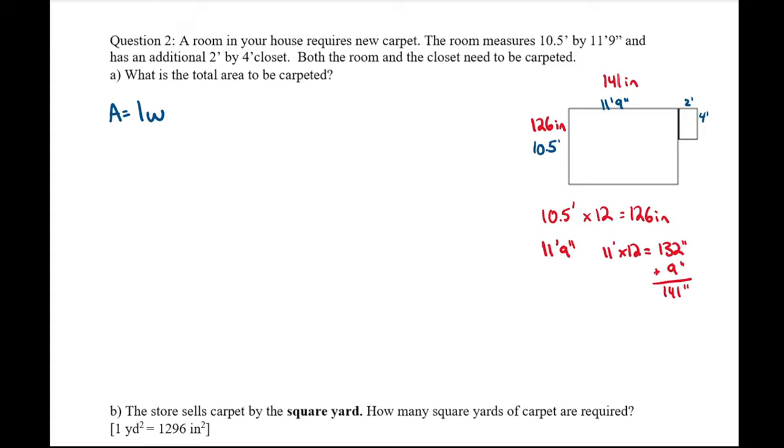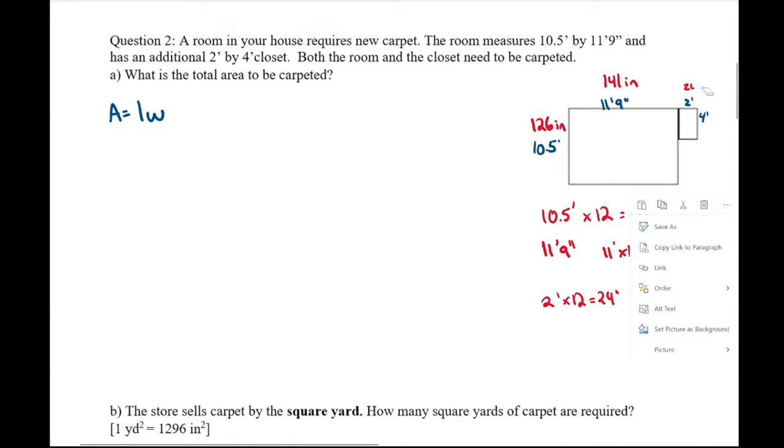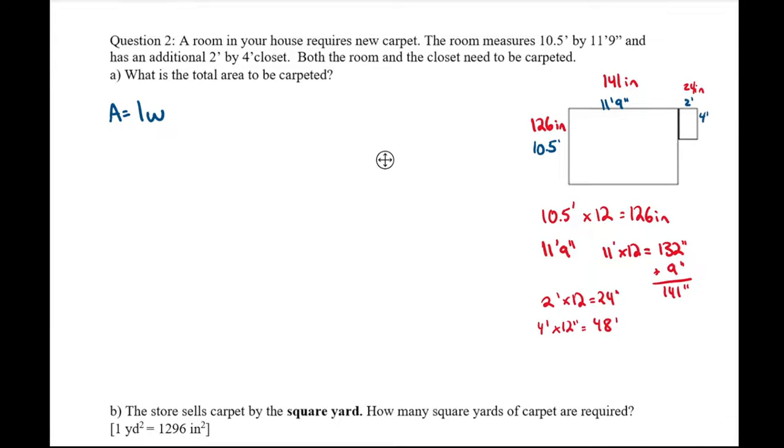2 feet and 4 feet. This one is straightforward. We could go back to the table that we had in our previous lesson. Again, you could just say 2 feet multiplied by 12 inches, because there's 12 inches in a foot. Which gives me 24 inches. And then 4 feet times 12 inches is 48 inches.